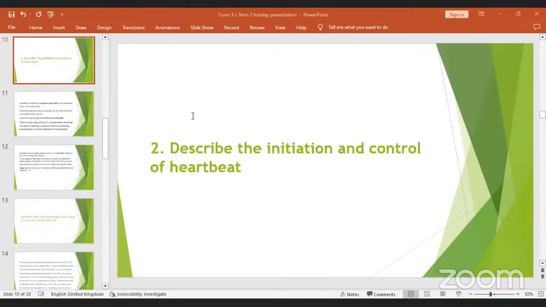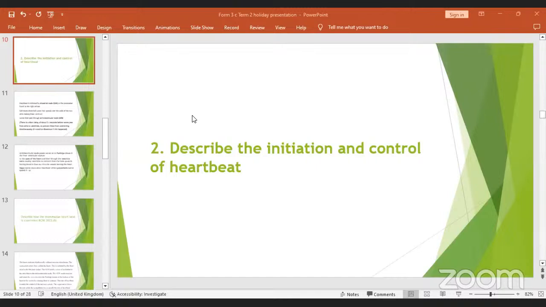So, describe the initiation or describe the heartbeat. That question can be asked in a very simple way: describe heartbeat in man or heartbeat in mammals. That's an easier one. But then last year, 2022, they were asked the same question in a different manner.